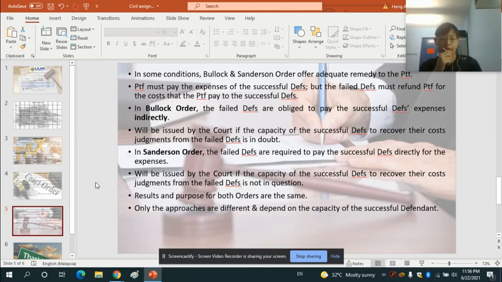The results and the purpose of both orders are actually the same, but only the approaches are different, and it totally depends on the capacity of the successful defendants to determine whether a Bullock or Sanderson order is to be applied.